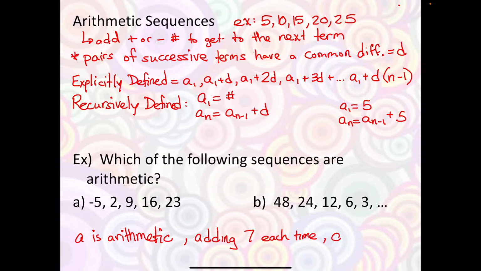So that means our common difference is 7, but I could have actually done 16 minus 9 is 7, 9 minus 2 is 7, 2 minus negative 5 is 7, 23 minus 16. I could take the successive terms and subtract to find the common difference. So if I were to check B, to see if there was a common difference, 3 minus 6 is negative 3, 6 minus 12 is negative 6, they're not the same. Or 48 plus negative 24, but if I tried it in the next one, it doesn't work, so it's not arithmetic.